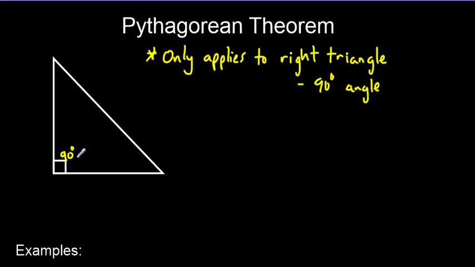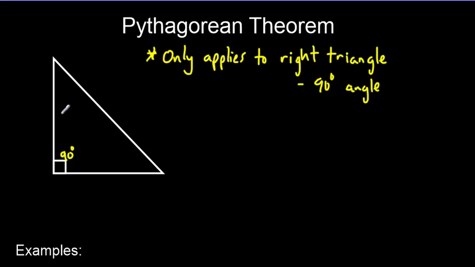Okay, so a triangle can only have one 90 degree, and the other two would be less than 90 and add up, in fact, to 90, because the three angles within a triangle add up to 180. So if this is 90, then these two together make 90. Okay, so Pythagorean theorem, before we even get into it, will only apply to right triangles.